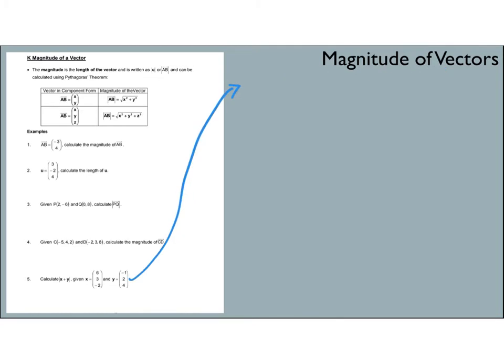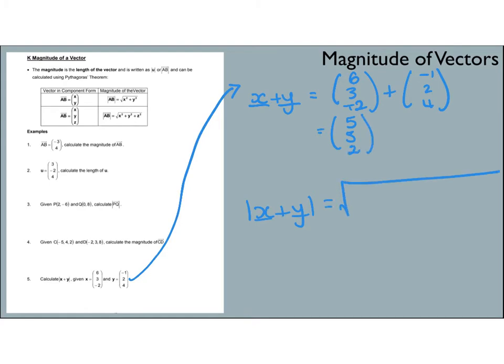Okay, last question that we've got here. We have to work out what x plus y would be before we go on to get the magnitude for x plus y. So what's x? 6, 3, minus 2. Add minus 1, 2 and 4. Okay, so 6 plus minus 1, that's the same as 6 take away 1. Next one, 3 plus 2 is 5. And last one, minus 2 plus 4, that's going to come out as 2, isn't it?